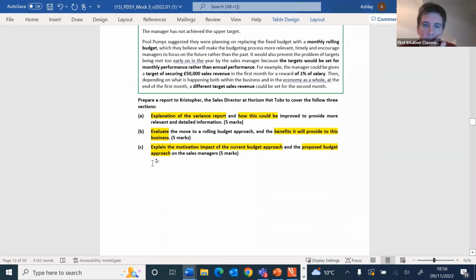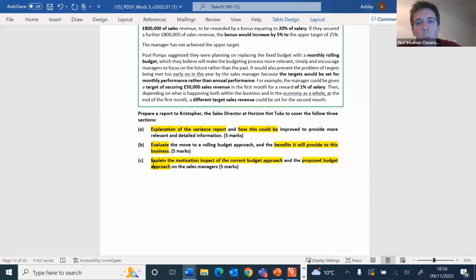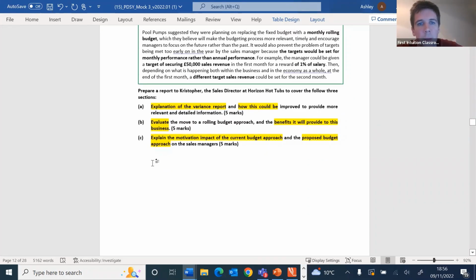Okay. Well, actually, to explain the motivation impact, not assess, but explain the impact. So if we look at what happens here, they're suggesting the monthly rolling budget, which we discussed, and then they would set targets based on monthly performance rather than annual performance. For example, the manager could be given a target of securing 50 grand in revenue for the first month and a reward of 1% of salary. Then, depending on what's happening both within the business and in the economy, different revenue targets.